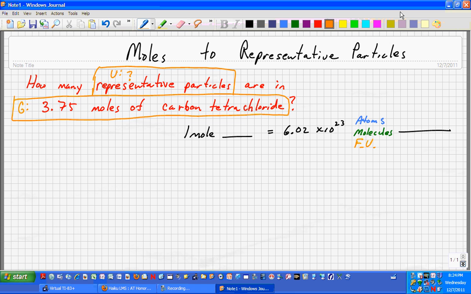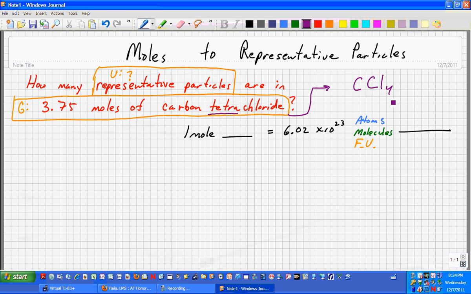At this point, I notice I'm missing a couple of things. I don't know what kind of representative particle I'm looking for, and I don't have a formula for carbon tetrachloride. I'd probably like to do that. I can probably kill two birds with one stone here. Carbon tetrachloride has a prefix, which tells me that this is molecular. So all I really have to do is write down the formula. The symbol for carbon is C, and the symbol for chlorine is Cl. Tetra is 4, so CCl4 is my carbon tetrachloride.